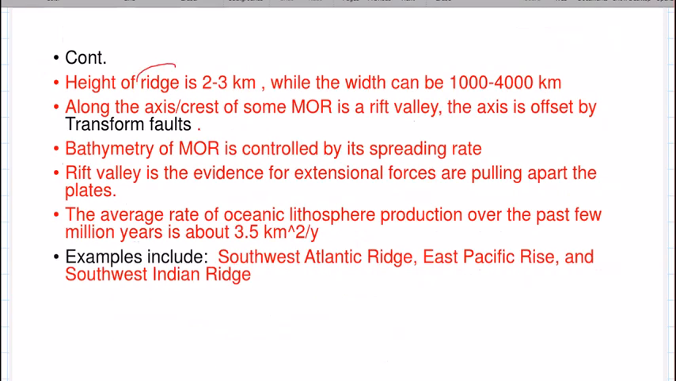Generally the height of the ridge is 2 to 3 kilometers, and width can be 1000 to 4000 kilometers. So it is pretty wide, but it is also longer. 70,000 kilometers is a very large length, but its height is limited to 2 to 3 kilometers.